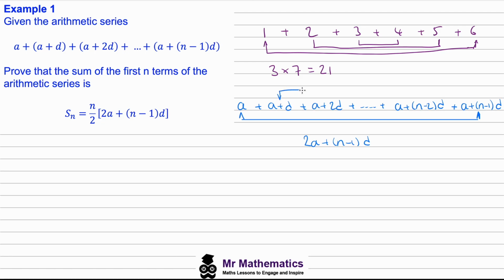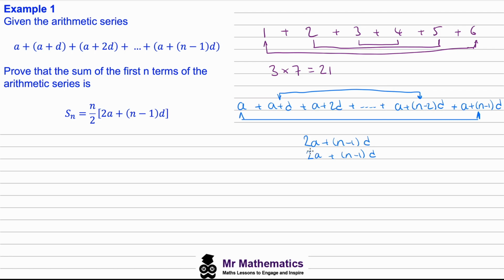We can look at the next pair. Again, we have 1a and another, so 2a's. We have 1d and n minus 2. So when we add one more d to this, it becomes n minus 1 times d. So all the pairs will add up to 2a plus n minus 1 d.